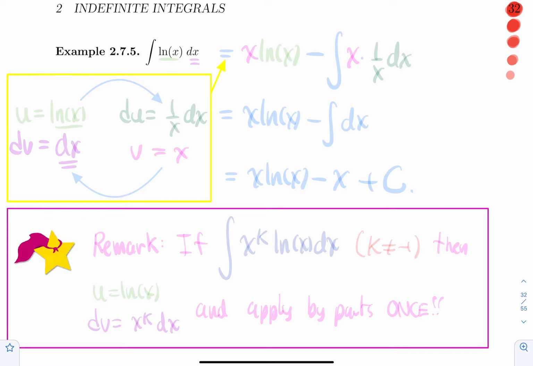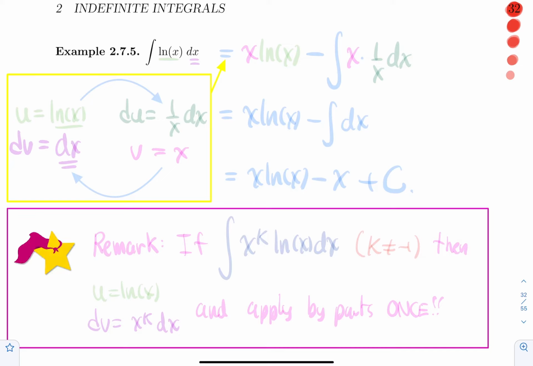So it's not 1 over x. The derivative of ln of x is 1 over x, but that is not an antiderivative of ln of x. So it's not a basic integral. It looks basic, but it's not. And of course, we're within this section of integration by parts, so we're going to do this by parts.